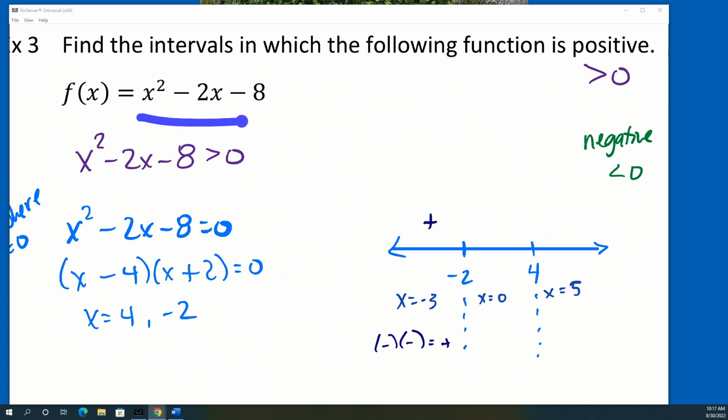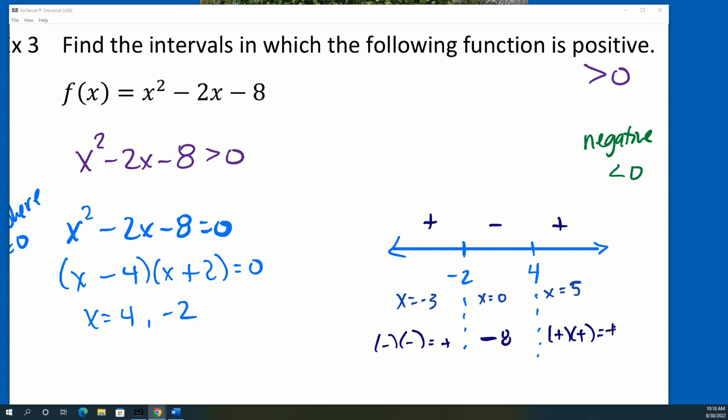Now 0, I would plug into the original. So that's going to be -8. So that's going to be negative. All right, and then 5, same thing. I can plug in here. It's going to be a positive times another positive is going to be a positive.